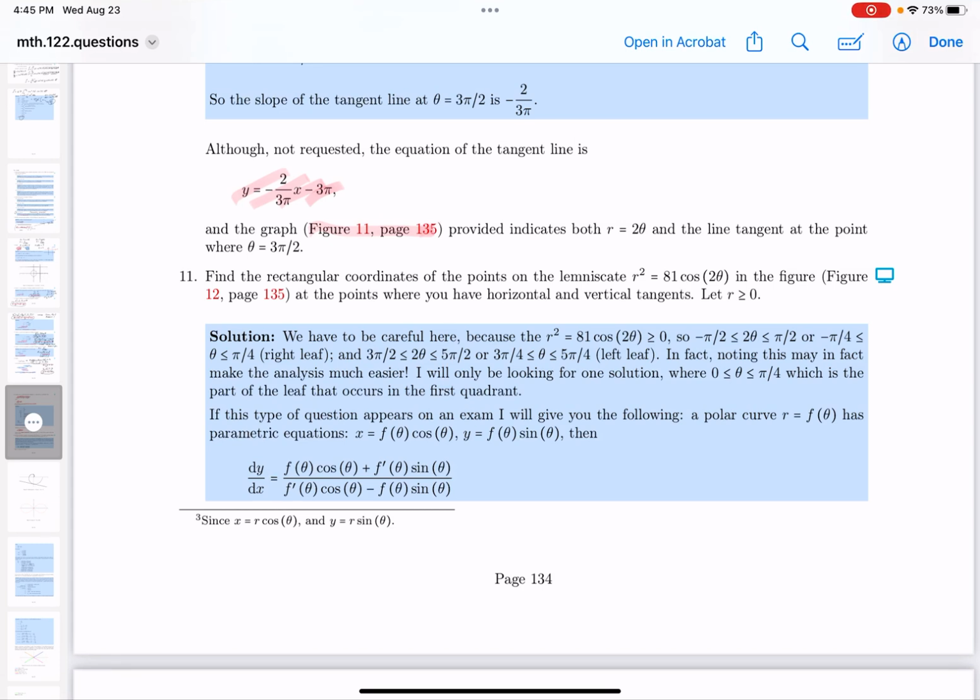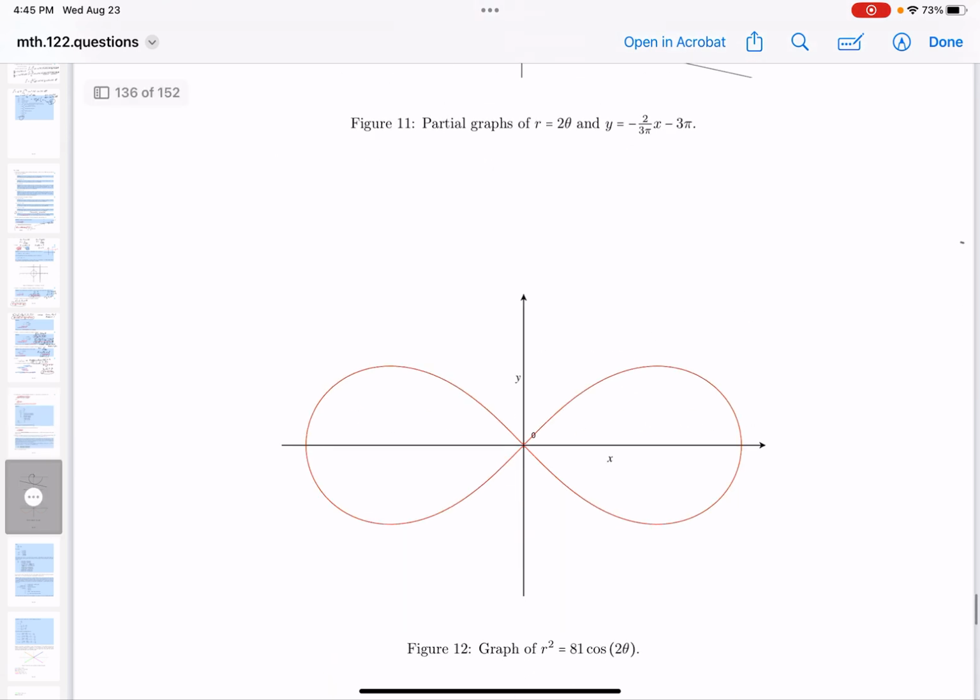Okay, for number 11, it says find the rectangular coordinates of the points on the lemniscate, which is r squared equals 81 cosine 2 theta in the figure, at the points where the tangent is horizontal. We'll look at the figure in a moment. Let's see if we can do that. Let's take a look. r is greater than or equal to 0. And this is the picture.